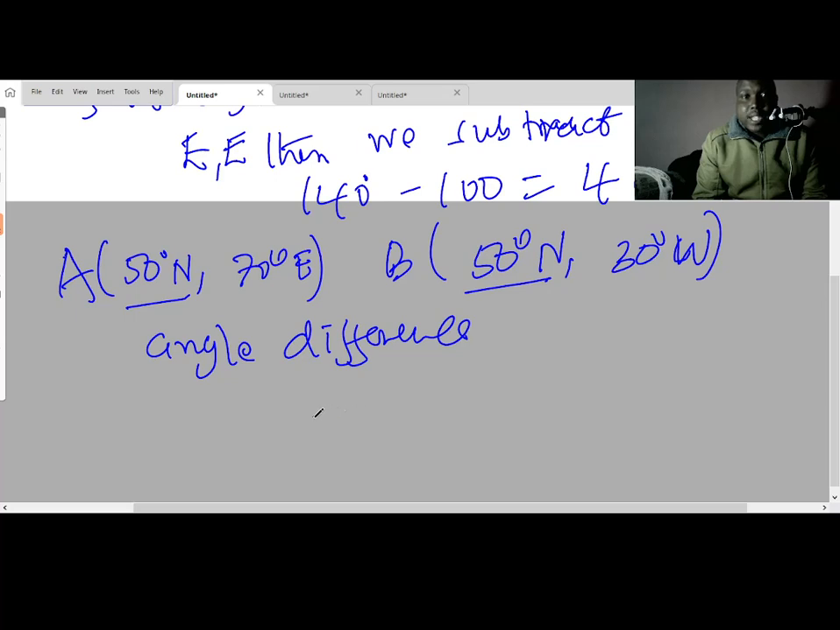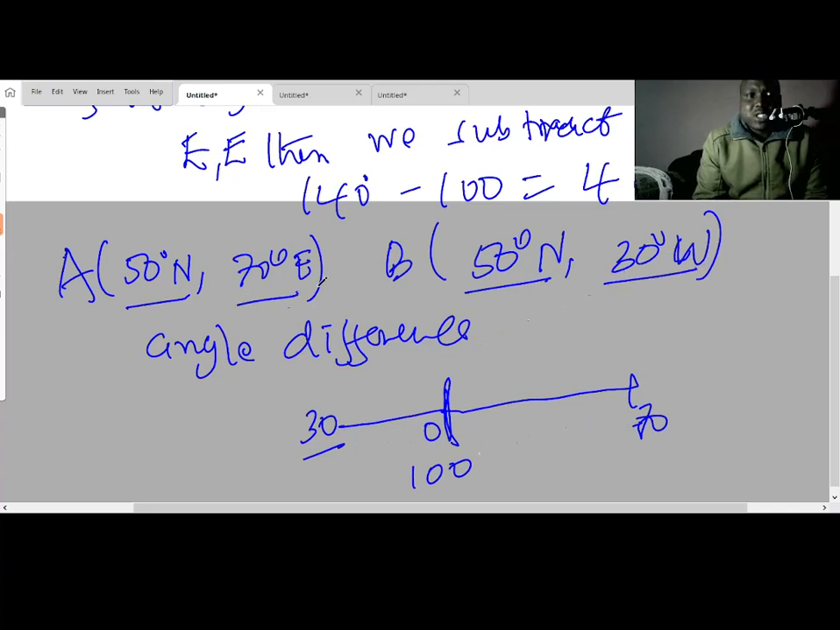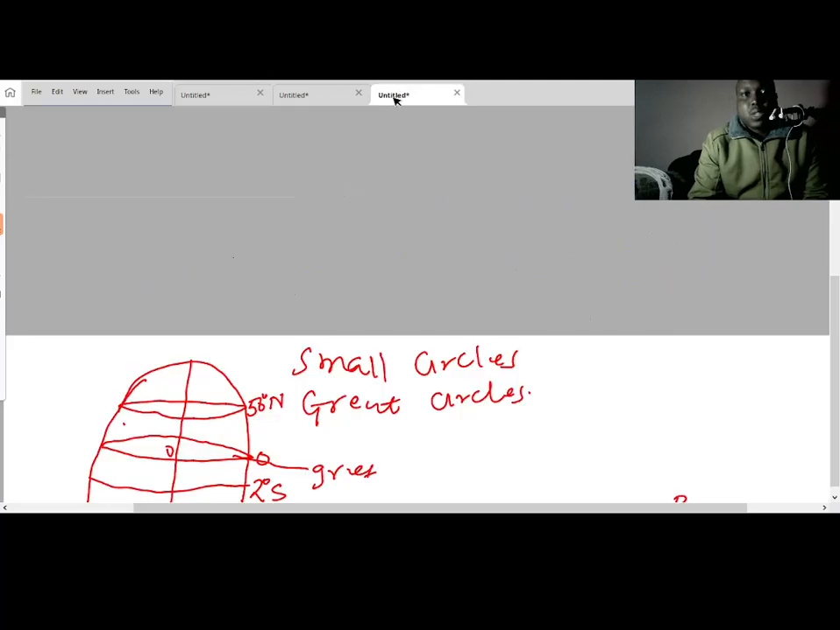itatoka west from 30 ifike kwa Greenwich meridian which is 0, kutoka hapo tena iende mpaka ifike 70. So it is 30 plus 70. So the angle difference is going to be 100. So when we have different longitudes, east and west, we add. When we have difference, we add. I hope you are following.